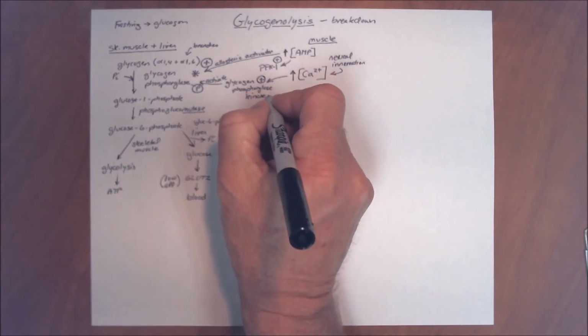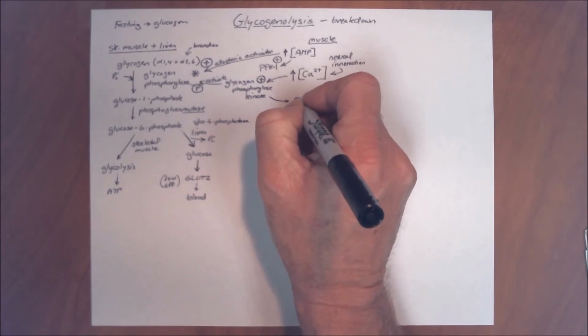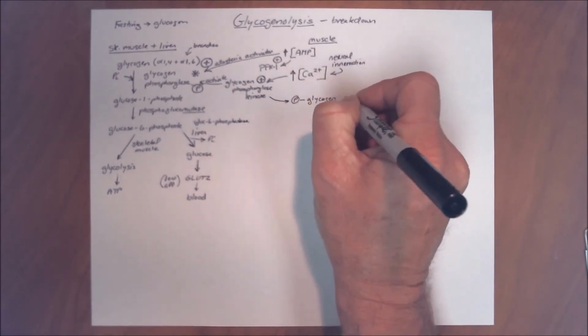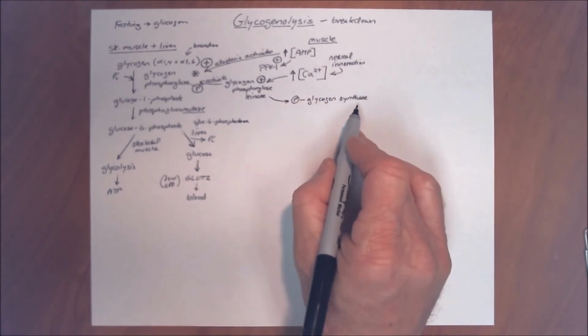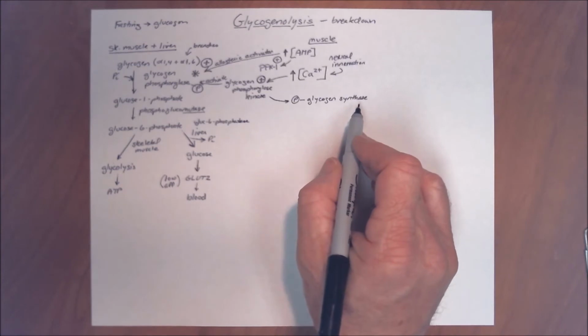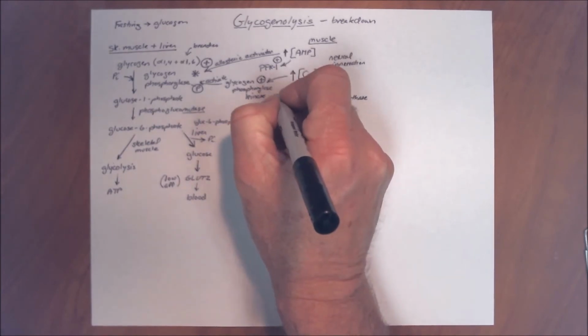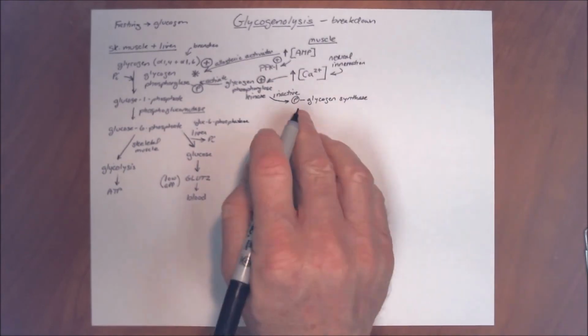The second activity of this kinase is to phosphorylate the enzyme glycogen synthase. Recall this is the enzyme that synthesizes glycogen from glucose monomers from UDP glucose. Phosphorylation of this enzyme will inactivate the glycogen synthase.